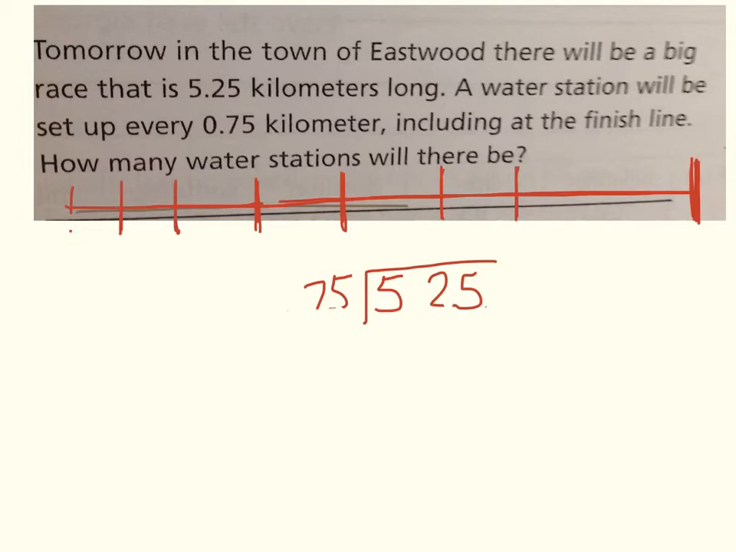And then I'm going to think, okay, 75 doesn't go into 5 and it doesn't go into 52. So 75, if I say 8 goes into 52 about 6 times, but I'm going to go up to 7 since I rounded up. 7 times 5 is 35, 49, 50, 51, 52. Oh, finally, I got it right. So we have 7 water stations.